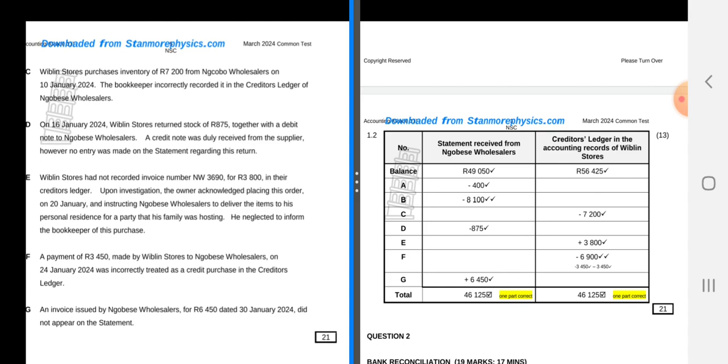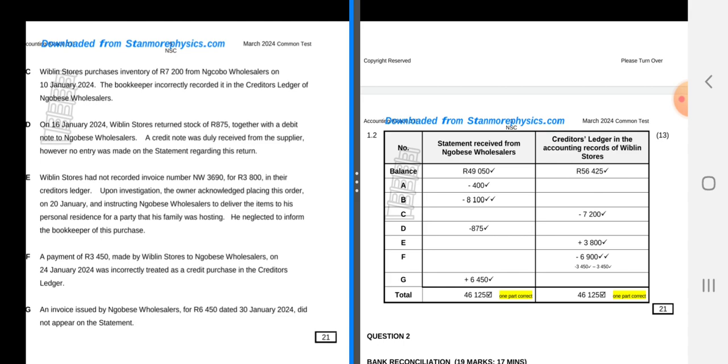Upon investigation, the owner acknowledged placing this order on 20 January and instructing Ngobeza wholesalers to deliver the items to his personal residence for a party that his family was hosting. He neglected to inform the bookkeeper of this purchase. So we need to add it.